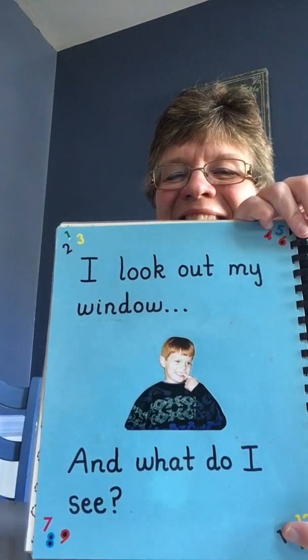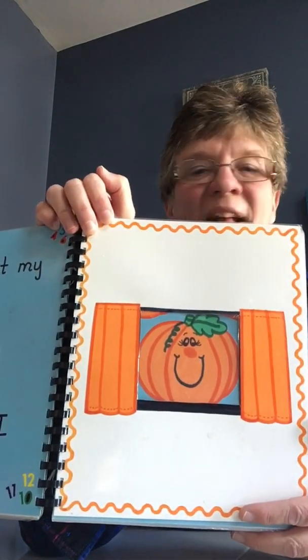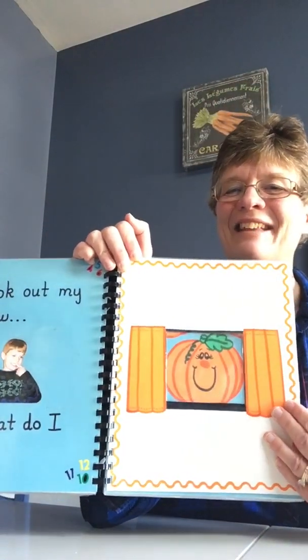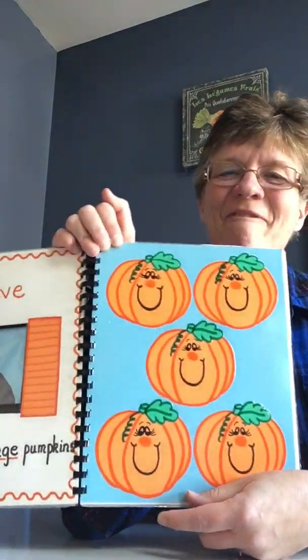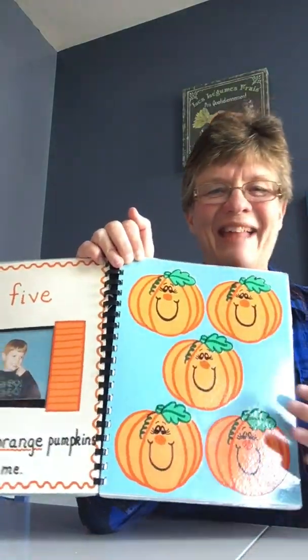I look out my window, and what do I see? Oh, we can tell what this is. This is really appropriate for today, Halloween, too. You know what that is. That's a jack-o'-lantern. Now let's see how many there are. I see 5 jack-o'-lanterns smiling at me. 1, 2, 3, 4, 5.